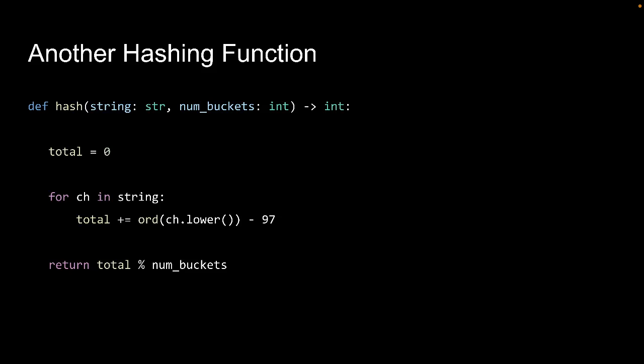So it's converting it to ASCII right here. That's where it's looking at the order of it. And the 97 is essentially just shifting it back down to 0, so you could work with 0 through 25. So it's basically looking at each character, looking at where it occurs in the alphabet, 0 through 25, adding it to the total, and then taking the mod by the number of buckets.